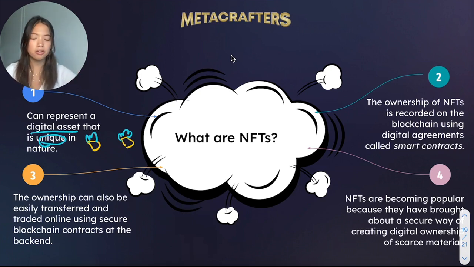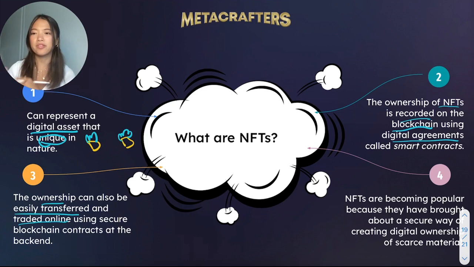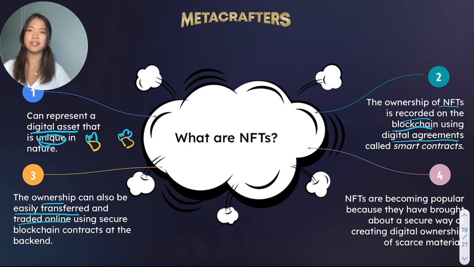As expected, the ownership of NFTs is recorded on the blockchain using digital agreements called smart contracts. And just like fungible tokens, because these tokens are on the blockchain, the ownership can be easily transferred and traded online using secure blockchain contracts. You might be familiar with this from selling or buying NFTs on platforms like OpenSea or Magic Eden.